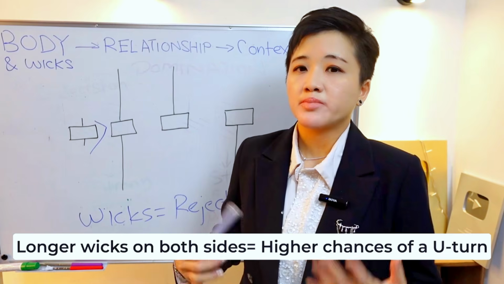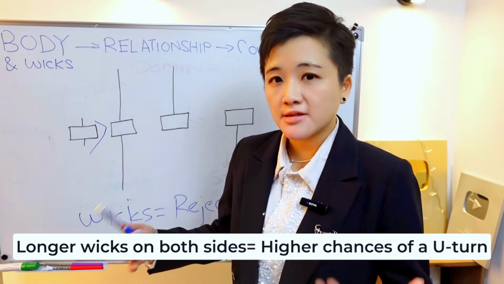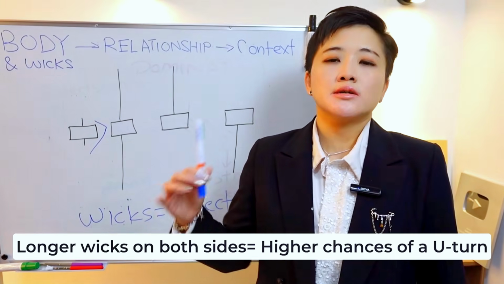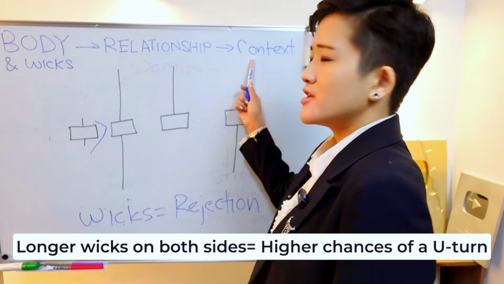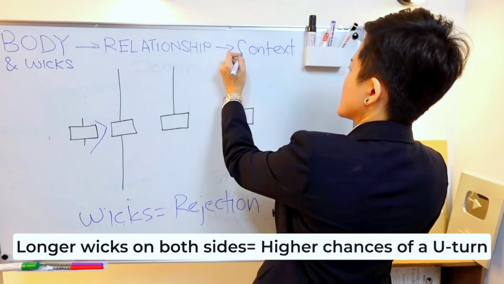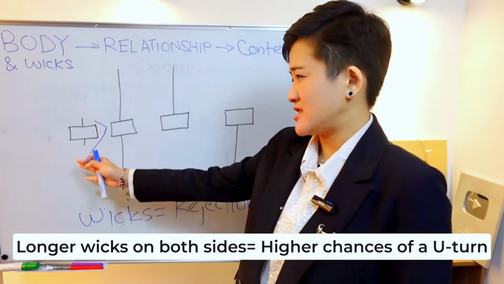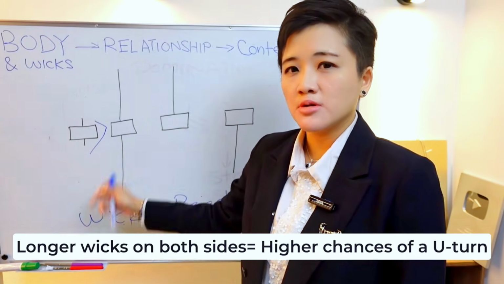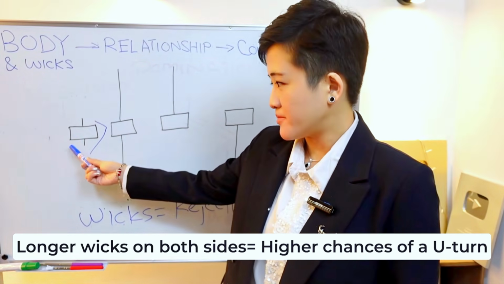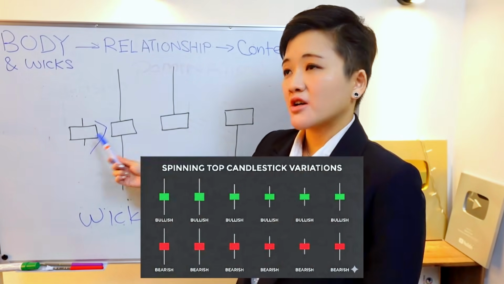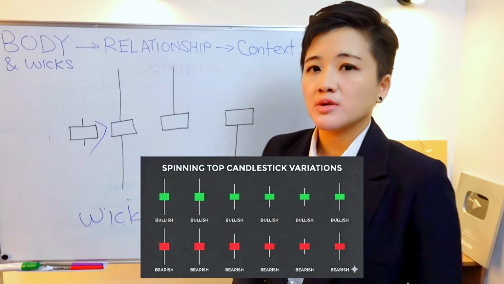Meaning the chances of a price U-turning is going to be higher when there's more indecision. But whether a candlestick pattern is going to cause a reversal or not, it still comes down to this very important thing called context. Later I'll talk more about that, okay? But if the context is the same for these two, this is more likely going to cause a reversal as compared to this one. So this is what we call a spinning top, when you have wicks in both the upper side as well as the lower side, okay?